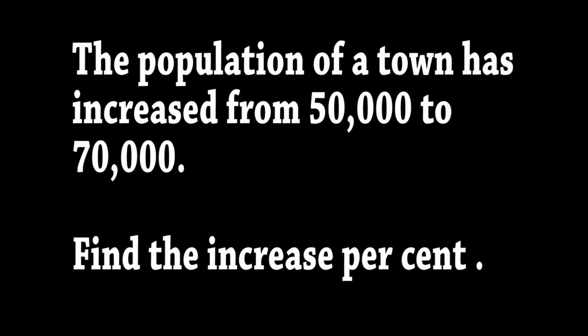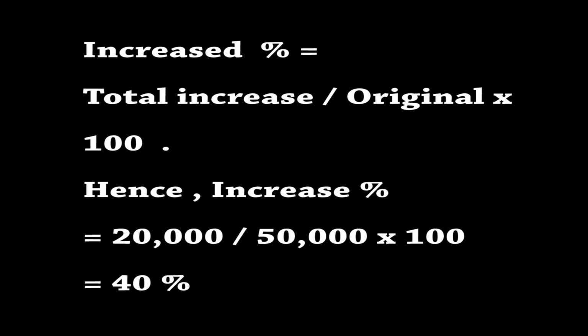Next question. The population of a town has increased from 50,000 to 70,000. Find the increase percent. Shortcut solution. Remember, increase percent equals total increase divided by original multiplied by 100. Hence, increase percent equals 20,000 divided by 50,000 multiplied by 100 equals 40%.